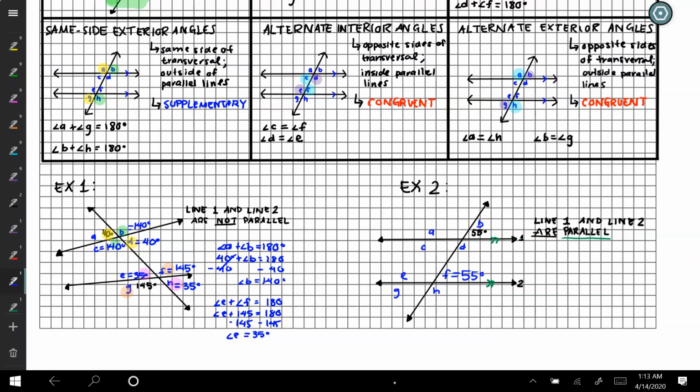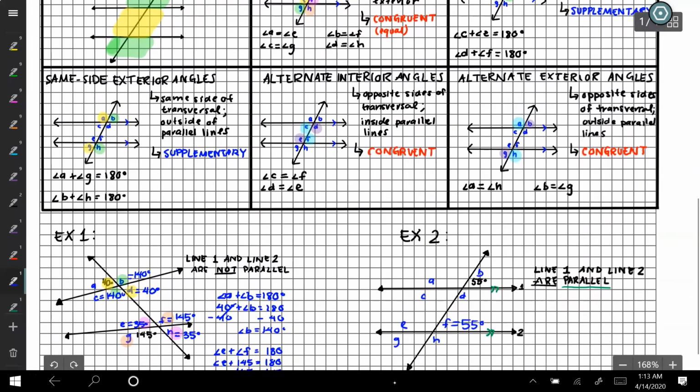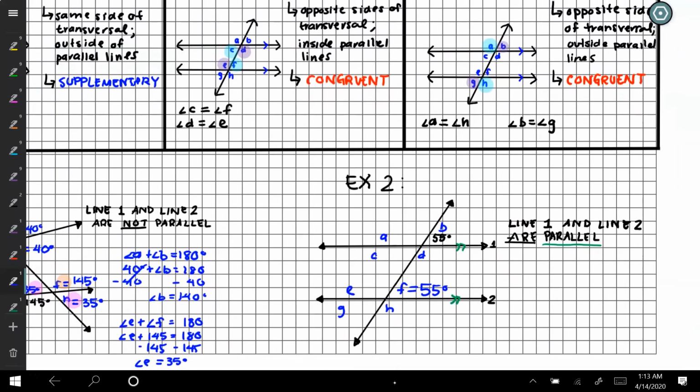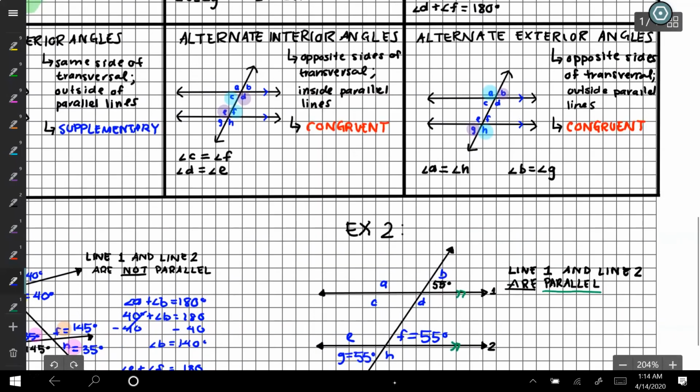Alright, let's look at exterior angles. We're looking at angle B, alternate exterior angles. So opposite sides of the transversal. Alright, so we have one on the right side, we're looking for one on the left, and outside of our parallel lines, which means that angle G is also 55 degrees. Alright, now we can look at alternate interior. We have angle F and angle C are alternate interior angles. So angle C is also 55 degrees.